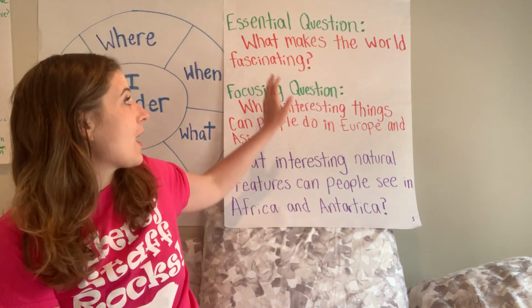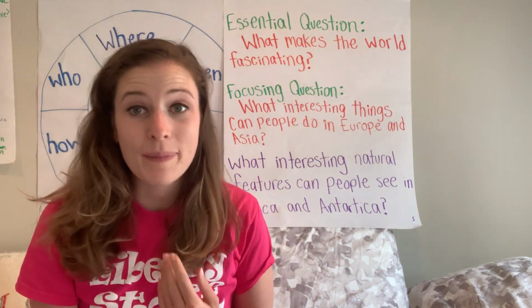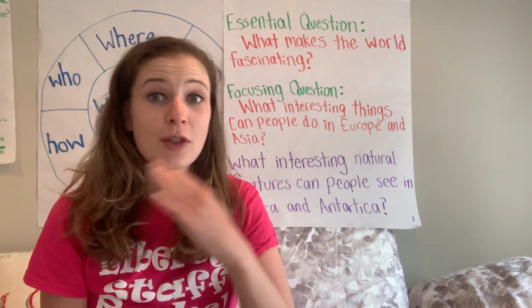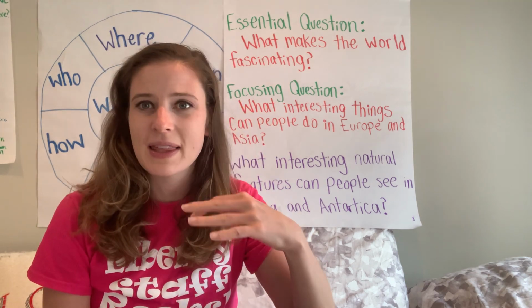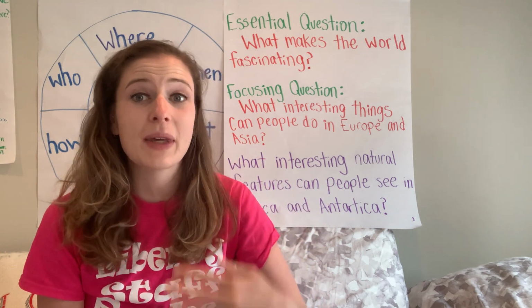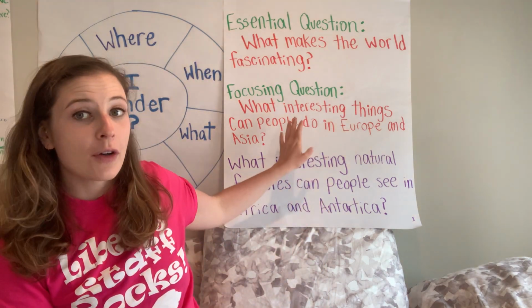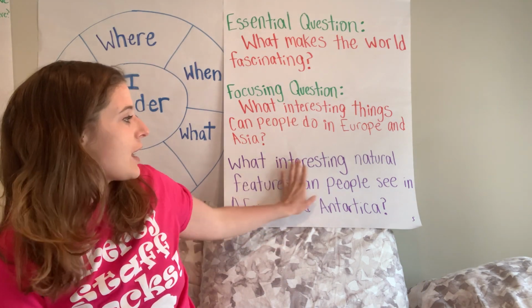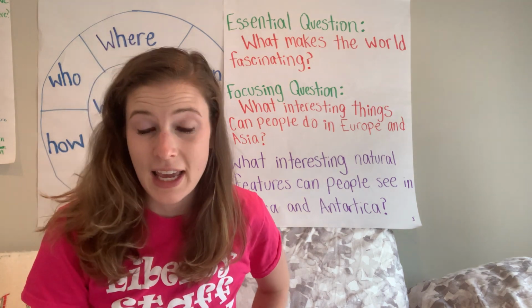So to begin with, we have our essential question. Our essential question says, what makes the world fascinating? So this whole time while we're reading, keep that essential question in the back of your mind and be thinking about different interesting places that you see and things that you hear about. Our focusing question says, what interesting natural features can people see in Africa and Antarctica?